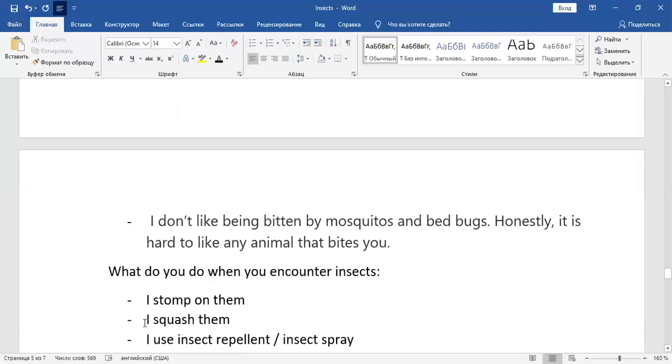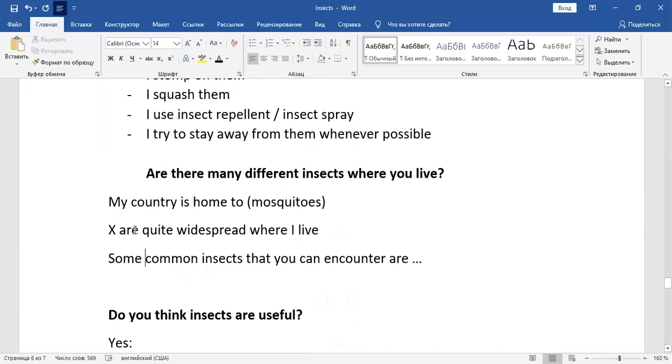Then, are there many different insects where you live? Well, definitely. There is a bewildering range of different species of insects in my country. Having been born in Russia, I must have seen several hundred types of them. Hornets, crickets, caterpillars, grasshoppers, and centipedes, to name but a few. Locusts and moths are quite widespread too.